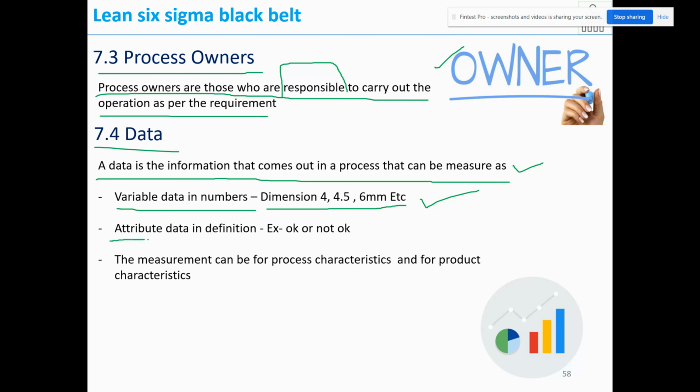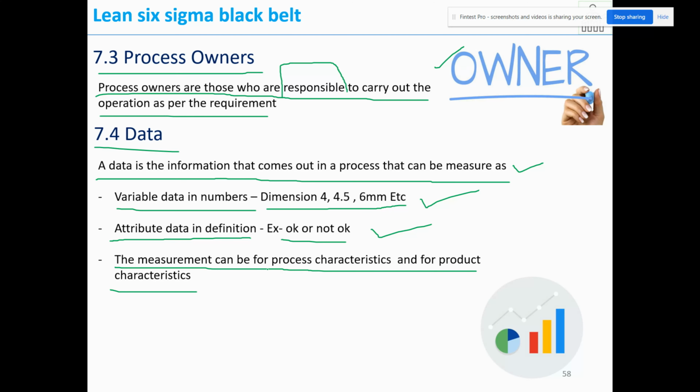The second one is attribute data. For attribute data, we say just okay or not okay, good or bad, effective or not effective. That is called attribute data. Now, the measurement can be for process characteristics and for product characteristics. So the measurement can be made for both process and product characteristics.